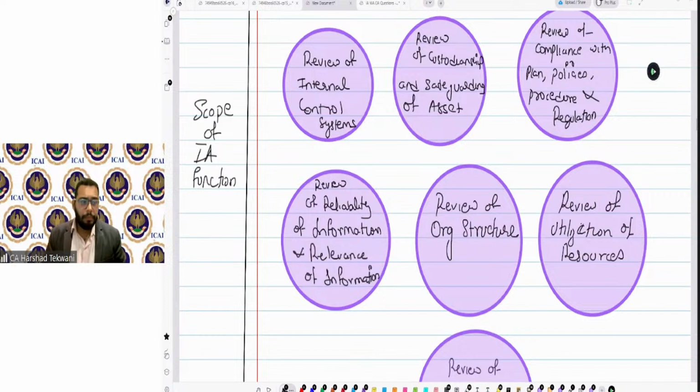Okay, Sumit. But why is this important? See, a function is there. We need to understand what is done in that function. And the second point is why that function is important. Why is that activity required to be done? What is the purpose behind that activity? The need for that function.